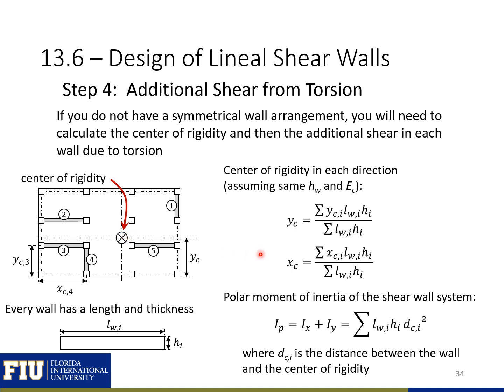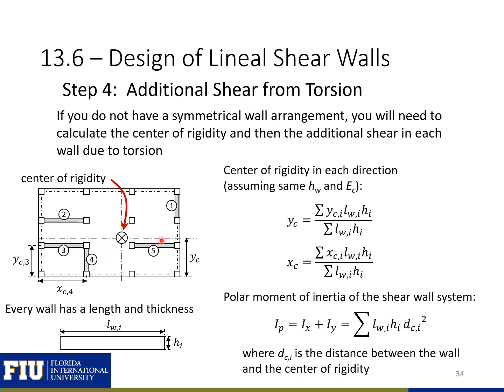The center of rigidity we can calculate in each direction by taking the distance from one side to the center of the wall times the area of the wall, and then divide it by just the area of the wall. And this is assuming that we have the same height and same concrete stiffness, or else we would include those in the rigidity term that we had on the last slide. So then we can do the same thing in the x direction. So you can see the center of rigidity is going to be pulled towards the more rigid side.